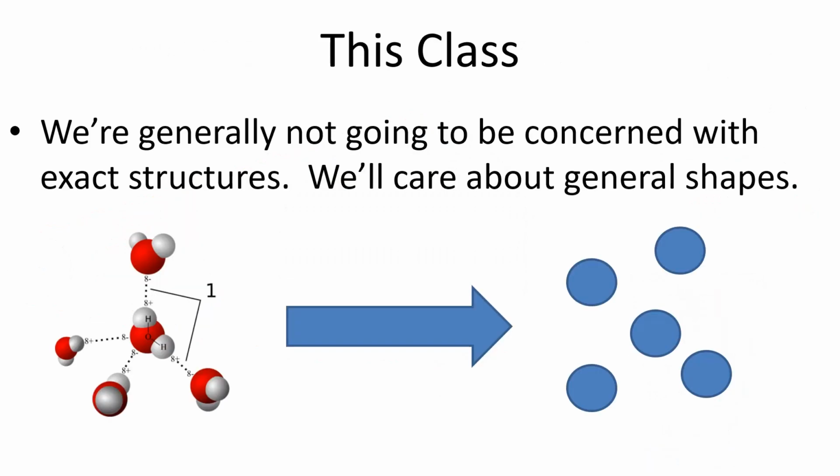Now, in this class, we're generally going to be concerned more with general shapes of molecules than their exact structures. So I might show you an image like the one on the left, showing water molecules with two white spheres representing the two hydrogen atoms and one red sphere representing the oxygen atom. But we're generally going to be more concerned with a broad overview in how they interact with other molecules. So while you should recognize that their individual structures are more complicated, we are instead going to treat them as a good bit simpler than they really are.